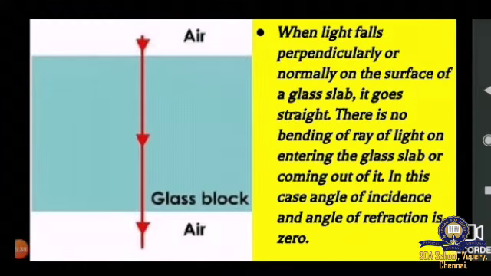When the light falls perpendicularly or normally on the surface of the glass slab, what will happen? Will the refraction happen? No. There will be no bending of light. We have already studied it many times and also in the rules of refraction. There is no bending of light on entering the glass slab or coming out of it. In this case, the angle of incidence and angle of refraction is 0.